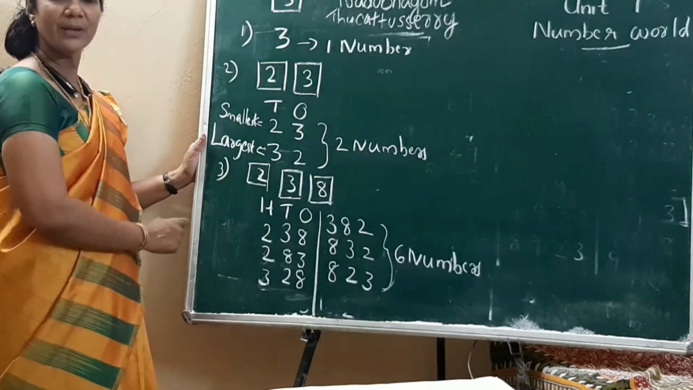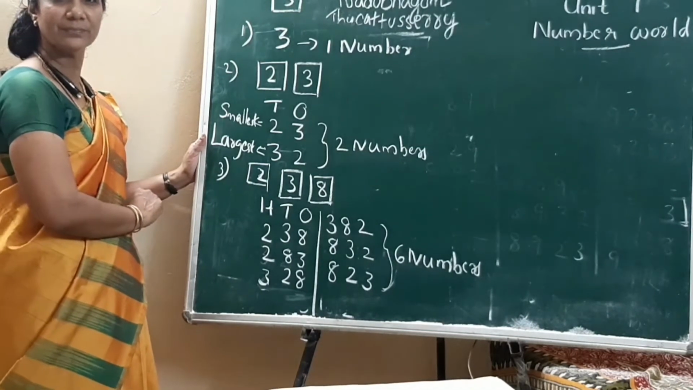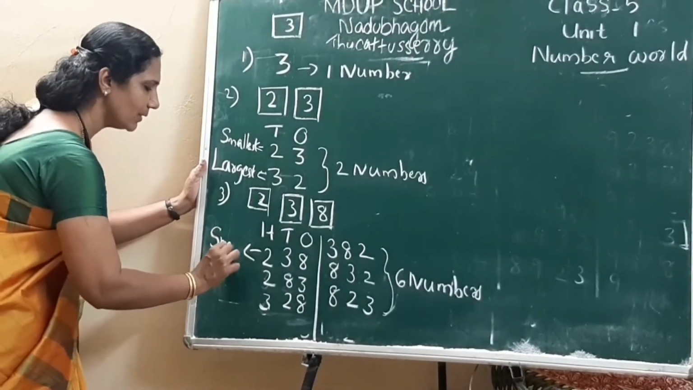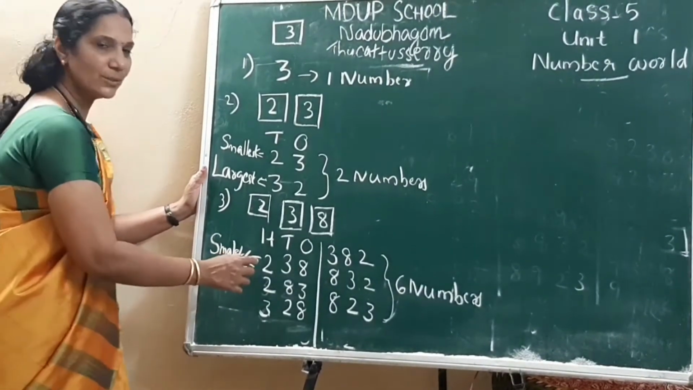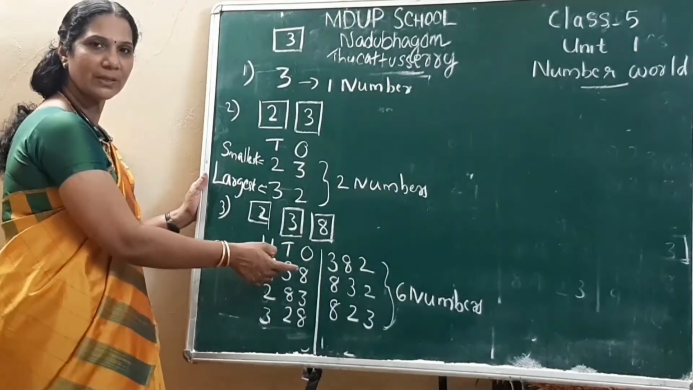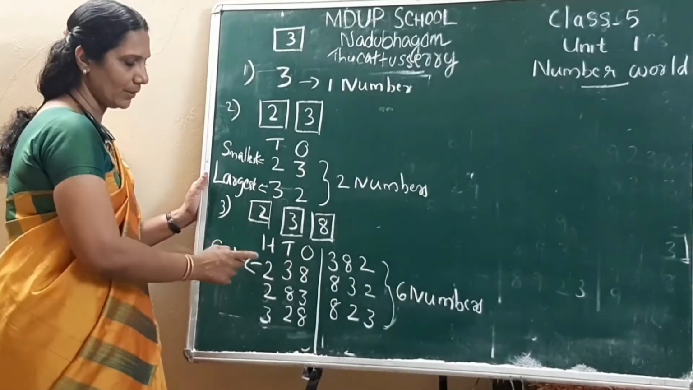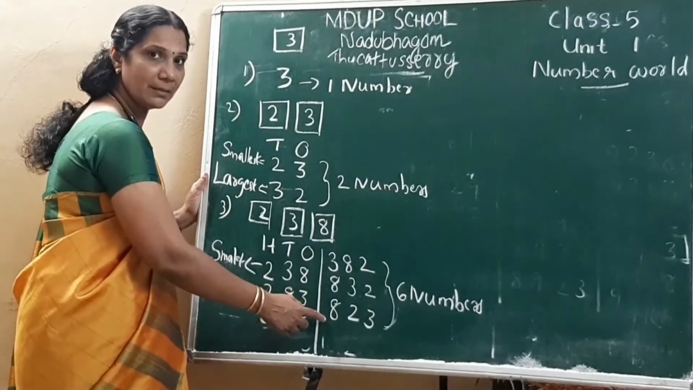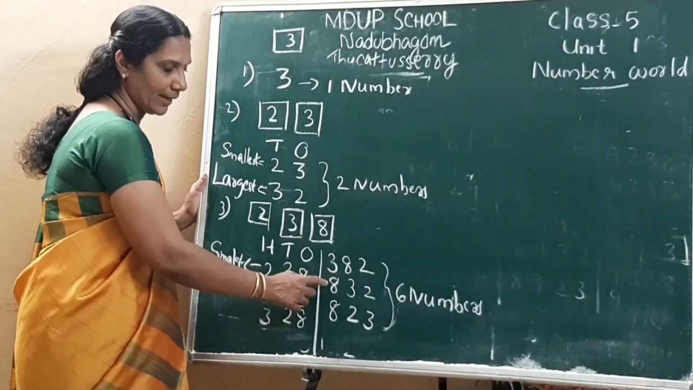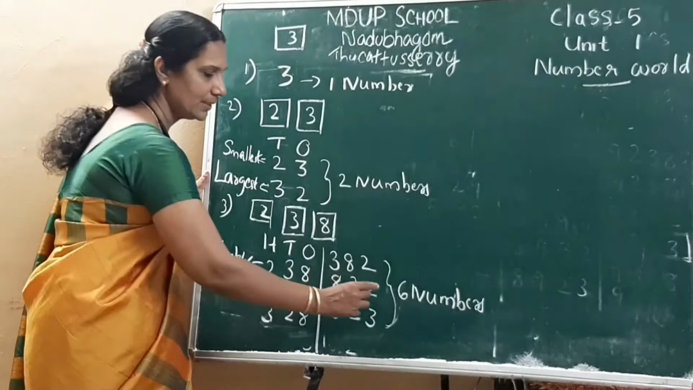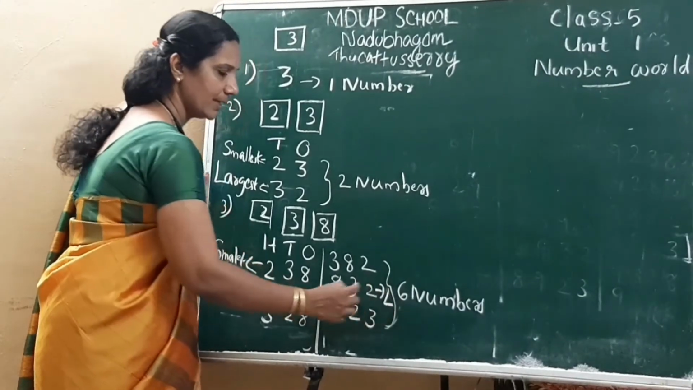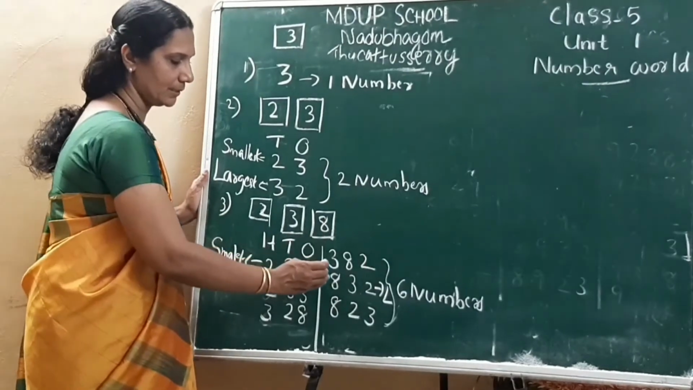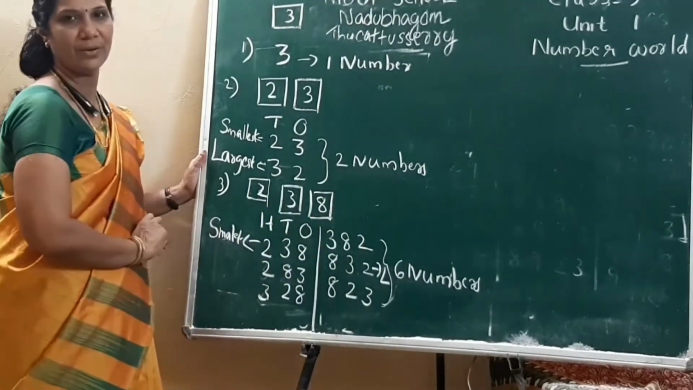Here also, can you find the smallest one? Okay. 238 is the smallest one. Here also the digits are in which order? Okay, increasing order, smaller to larger. Which is the largest number? Okay, 832. This is the largest number. Here the digits are in the decreasing order, larger to smaller.